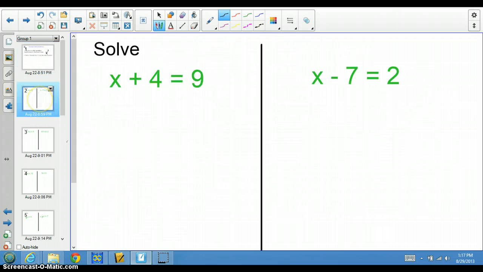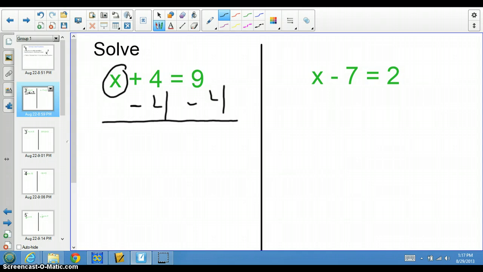Okay, so let's look at our first examples. X plus 4 equals 9. I need to get x all by itself. So I have to move this positive 4. Well, I'm adding, so to get rid of it, I have to subtract 4. Whatever you do to one side, you have to do to the other. So the 4's cancel out, so I have x equals 9 minus 4 is 5.